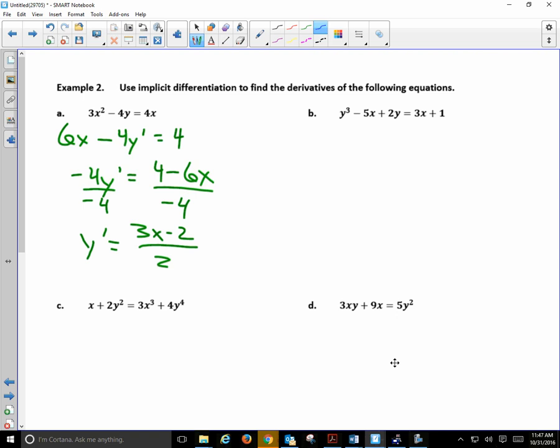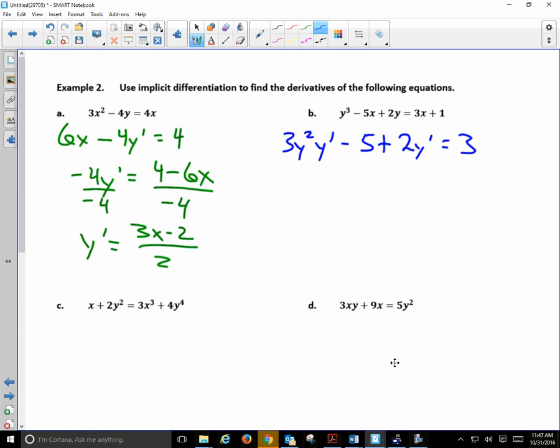Okay, next one. Derivative of y to the third. 3y squared, and you have to attach a y prime. Every time you take the derivative of y, you attach y prime. Minus 5 plus 2y prime equals 3. What's different about this one? Yeah, you have multiple y primes.